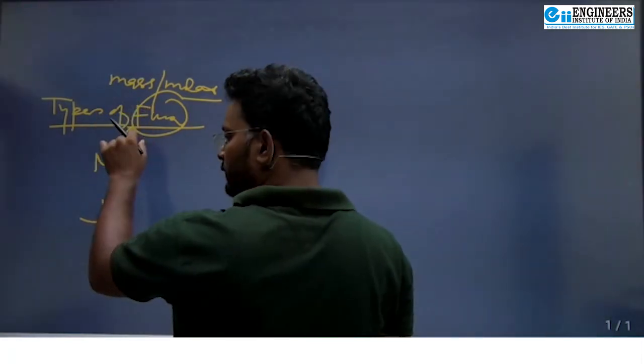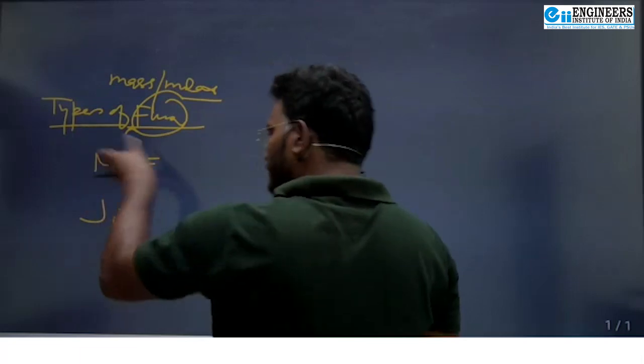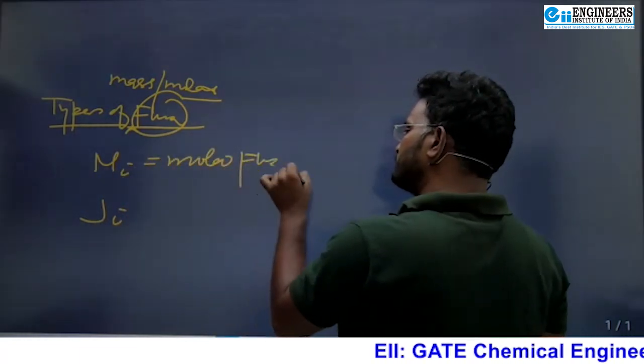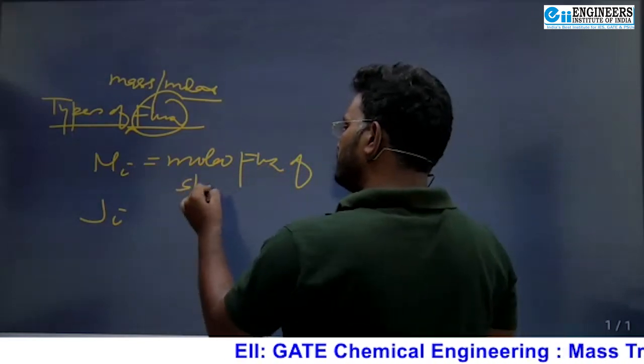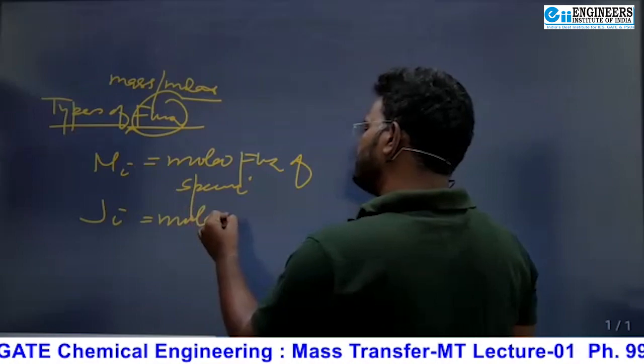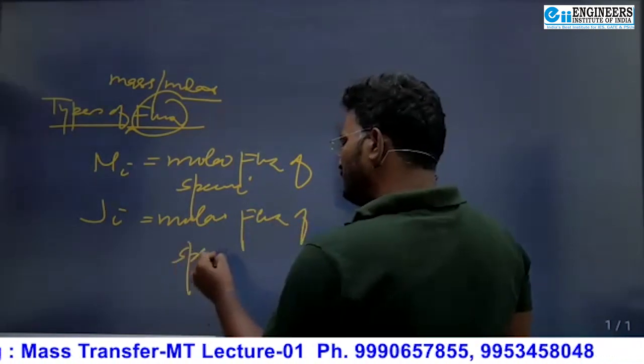So if I am talking about flux of any species, Ni and Ji, let's say Ni is the molar flux of a species i. It is also called the molar flux of species i.